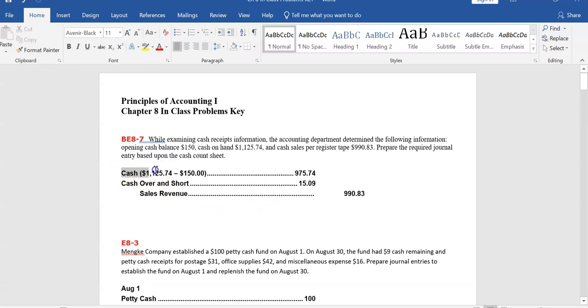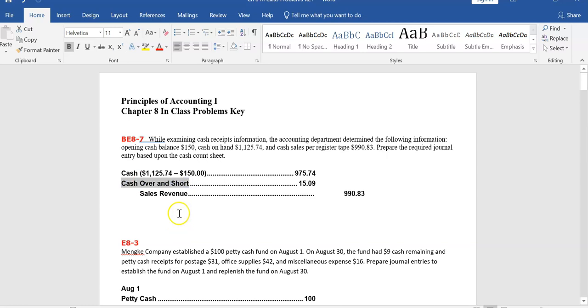So we're going to record the amount of cash collected, which is the difference between the cash on hand and the cash that was started with. So cash increased $975.74. The amount of sales per the sales register tape was $990.83. We were $15.09 short. So we need to record that shortage somewhere. And so we have an account called Cash Over and Short.